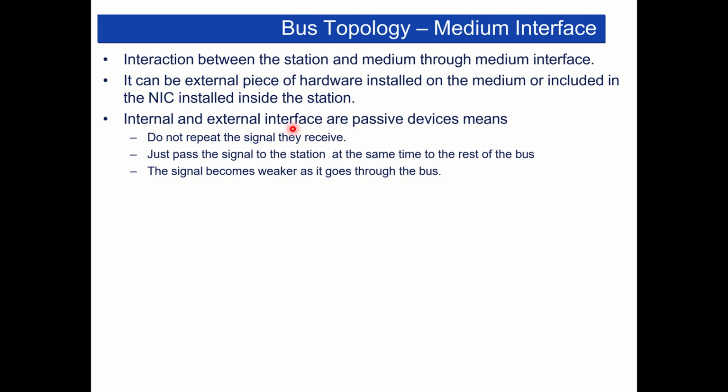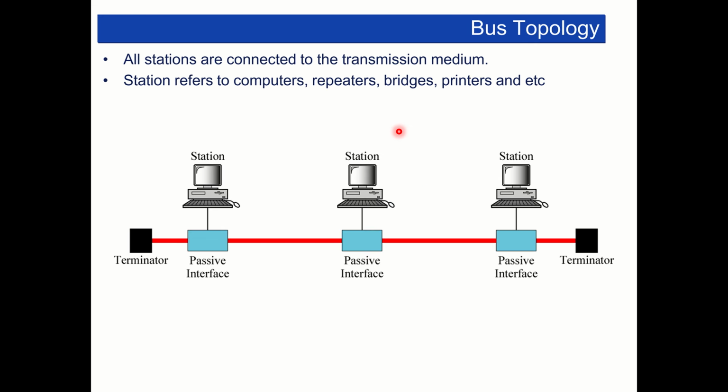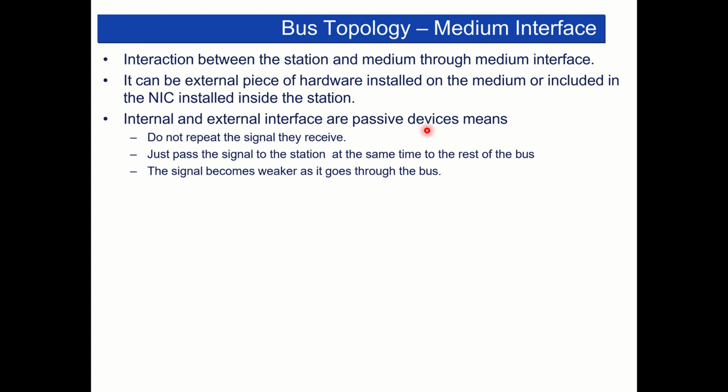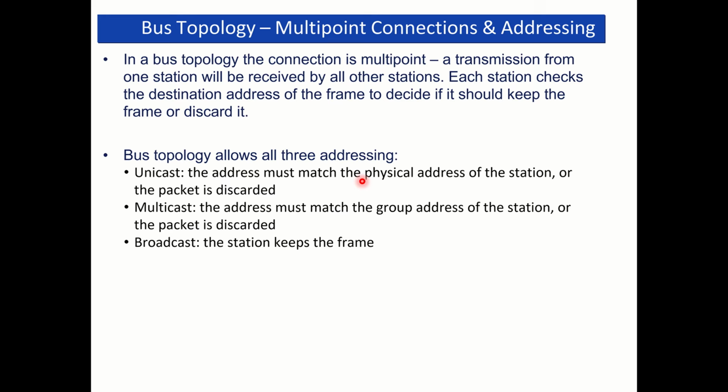Internal and external interfaces are passive devices, which is the reason we call it a passive interface. It means they do not repeat the signal they receive. So in order to avoid signal reflection, they just pass the signal to the station and at the same time to the rest of the bus, and the signal becomes weaker as it goes through the bus. In a bus topology, the connection is multi-point, so a transmission from one station will be received by all other stations.